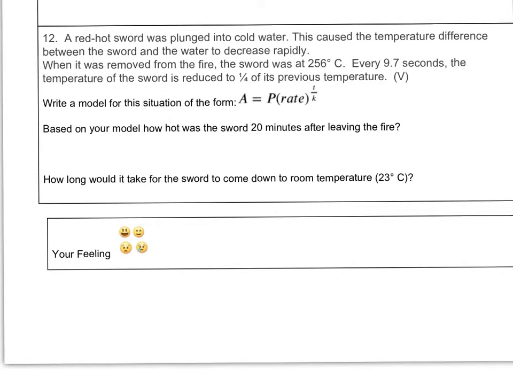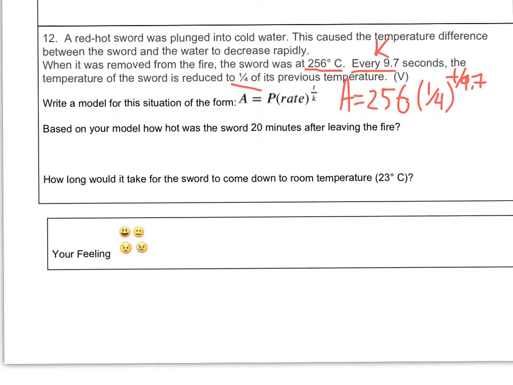Number 12, we got a red hot sword being plunged into cold water. And we got to write some kind of an equation for this. Alright, so we got a starting value. So A is equal to 256. Every 9.7 seconds, that sounds like a K value to me. And it is reduced to 1/4 of its temperature. That's going to be kind of weird. That's going to be 1/4 in there. So that we've got t divided by 9.7.